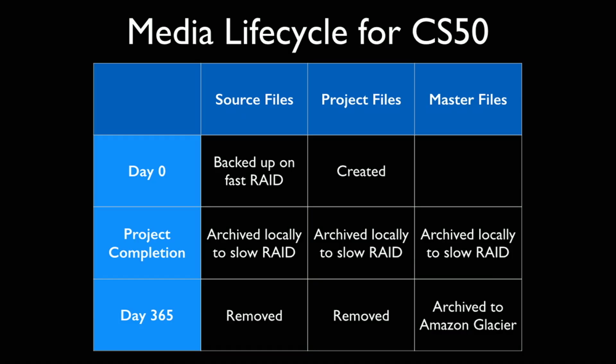So at day 365, 1 year, we say, OK, we're not going to make any future edits. We jettison our raw media, which is the isolated camera angles and everything. We get rid of the project file, because what good is a project file without the raw media? And then we archive the master file to Amazon's Glacier. What's nice about that is then everything is off of our local hard drives. We are ready for a whole other year of production.